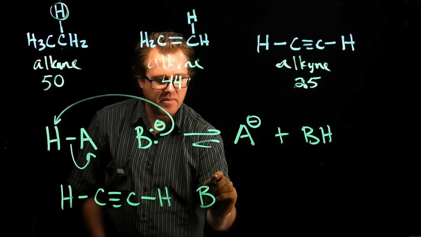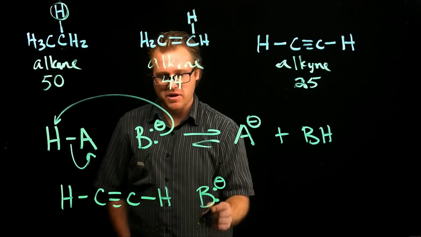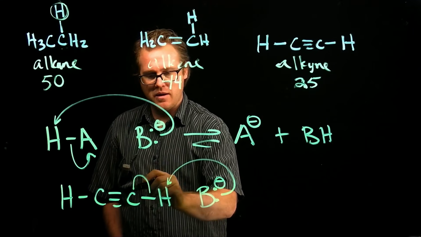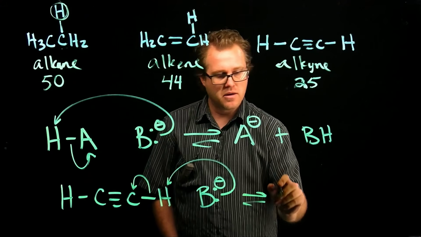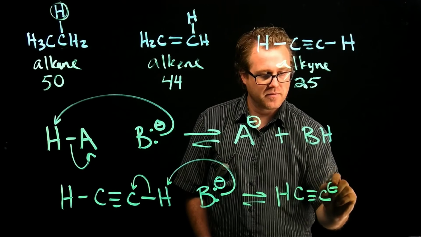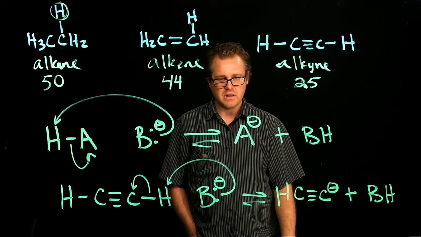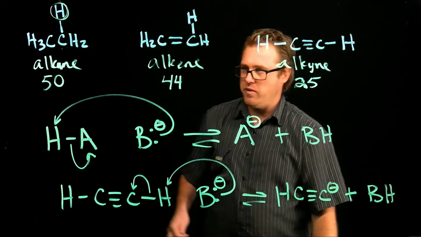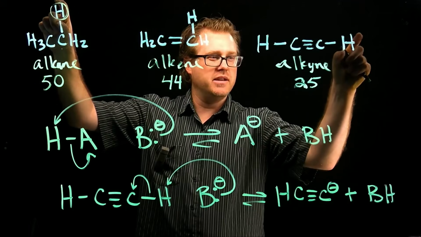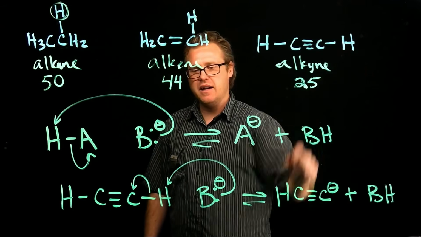We're going to have some kind of base, and this base has to be a strong base. I'm going to show you one in a moment. So that's going to come, grab that proton, and then give us our conjugate base, which looks like this, plus that, our conjugate acid. So that's what we want to do. We want to compare, why is this guy not acidic, and this one is orders of magnitude more acidic than the alkane, which is kind of interesting.